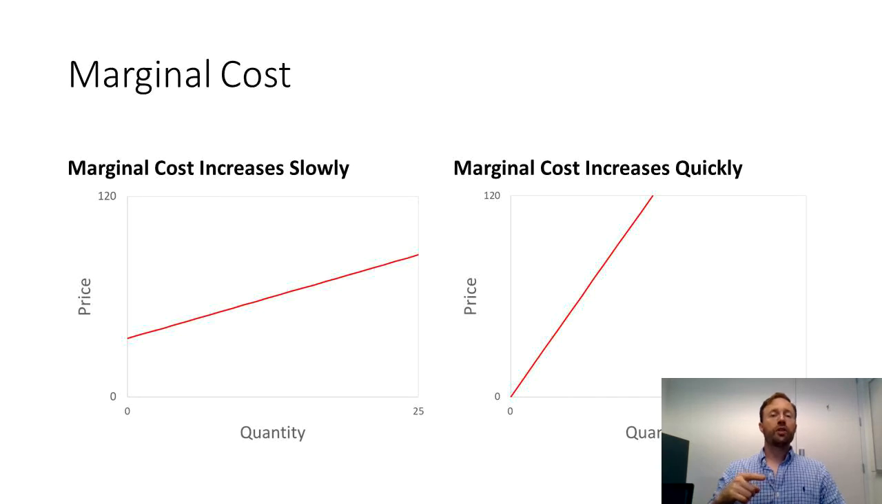On the other hand, if marginal cost increases quickly, then to increase output by very much, they're going to have a much higher increase in price to cover those extra marginal costs.